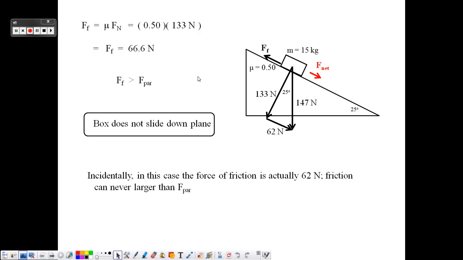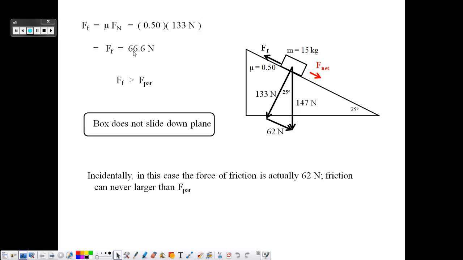Incidentally, in this case, I misspoke a little bit in that the force of friction is 66.6. This is actually a maximum value for the friction force. If you push on something but it's not hard enough to move it, the force that you apply is actually the force that friction opposes it with. So this friction force, 66.6 newtons, is actually the maximum amount of force that will oppose this motion.